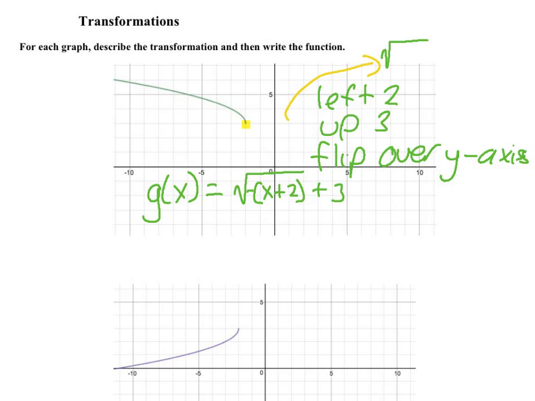Now you can leave your answer like this, or you can go ahead and simplify it. I'm going to show you how to simplify it for those who care. So I'm going to take that negative and distribute it inside the parentheses. So I have negative x minus 2, and then that plus 3 on the outside. It doesn't matter which function here that you type in, you're still going to get the graph that is shown.